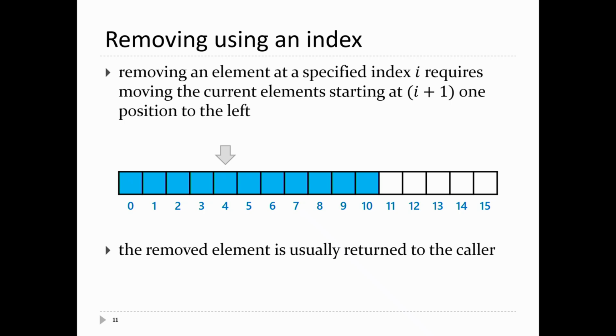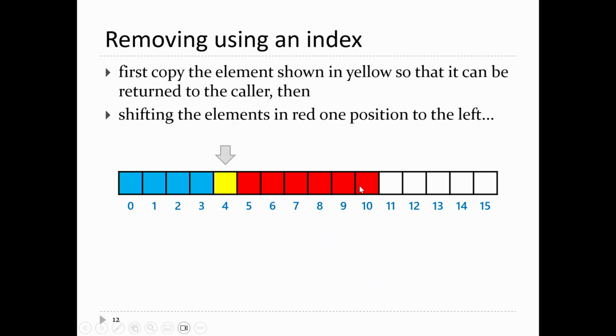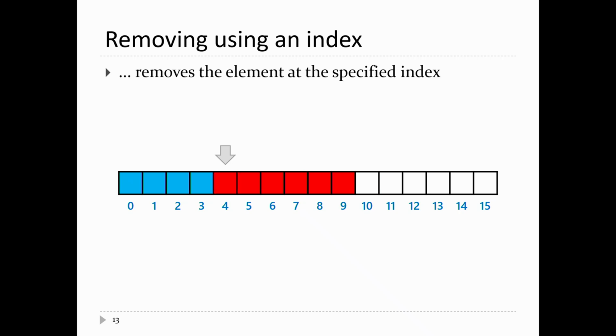So what if you want to remove an element from the middle of the list, or anywhere for that matter? If I want to remove the element at index 4, I don't want to leave a hole in the list, in the array. In other words, I don't want to leave a blank spot in the array. I want to fill that up, and the way I'm going to fill it up is I'm going to move all the elements to the right, the ones shown in red, one position to the left. So that overwrites the removed element, shuffling all the other elements one position to the left. The element that used to be at index 10 is now at index 9.